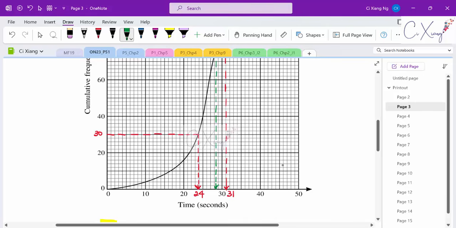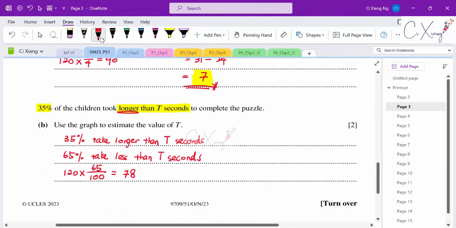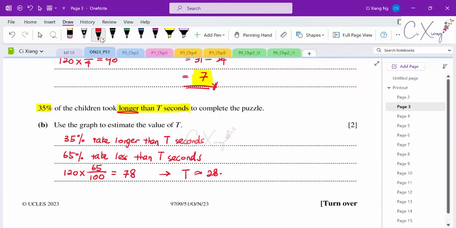Okay, so if you read the value from here, I think it should be 28.5. Right, so straight away you can write out your answer in the space. So your t is actually equal to 28.5 seconds. Okay, so this is how we answer question number 1.